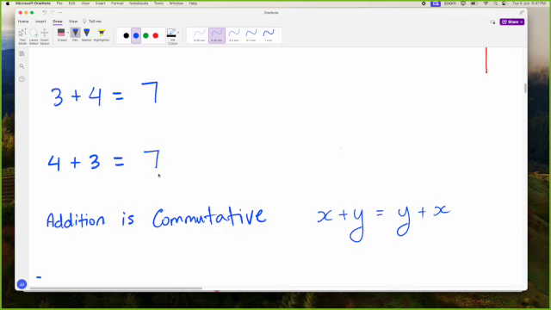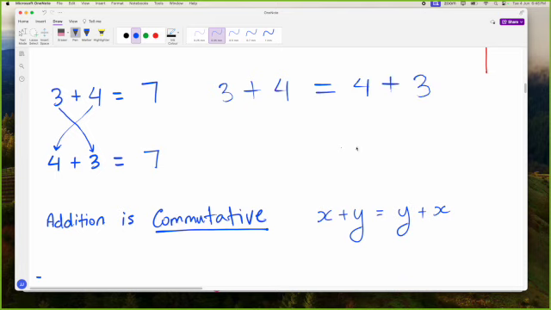Right. So you could see here, addition is commutative. This is a big word. It's a big word in mathematics too. That means that I could switch the place of the numbers and I'll still get the same answer. So that means that 3 plus 4 is the same as 4 plus 3. You see how we write in sentences now, right?